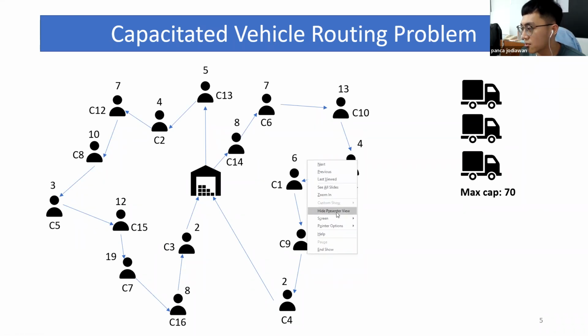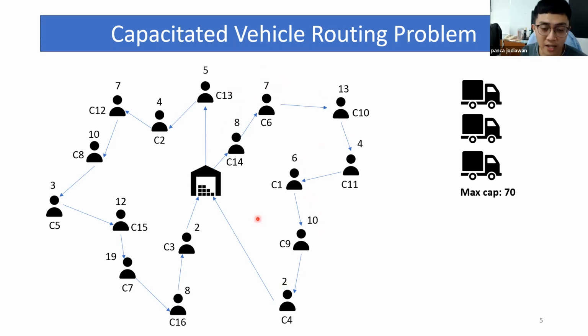Let me use the pointer. Like 8 plus 7, 13, 4, 6, 10, and 2. Then it shouldn't be greater than 70. The same for the second route: 5 plus 4 plus 7 plus 10, 3, 12, 19, 8, and 2. When you take the summation of all of them, the number shouldn't be greater than 70.